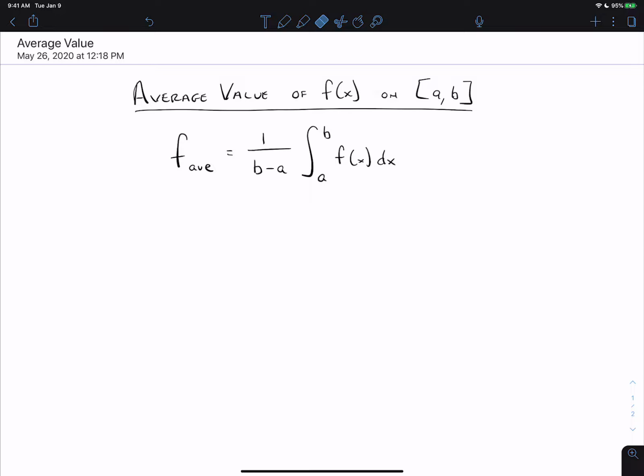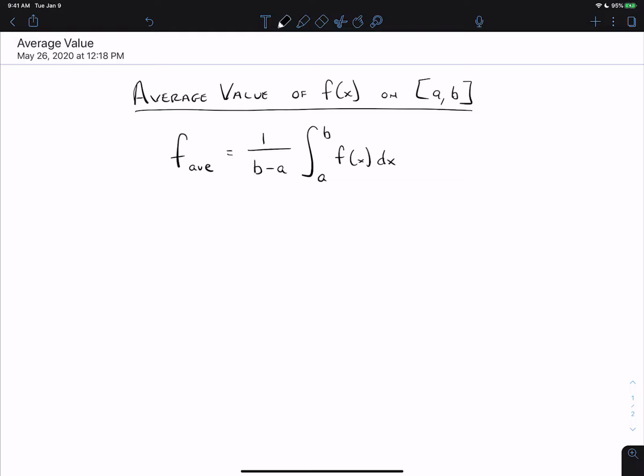This video is on average value. All right, so on the screen you see a formula for the average value of a function f of x on an interval [a, b]. It says that f average is equal to 1 over b minus a times the integral from a to b of f of x dx. All right, so first let's see how this formula works.